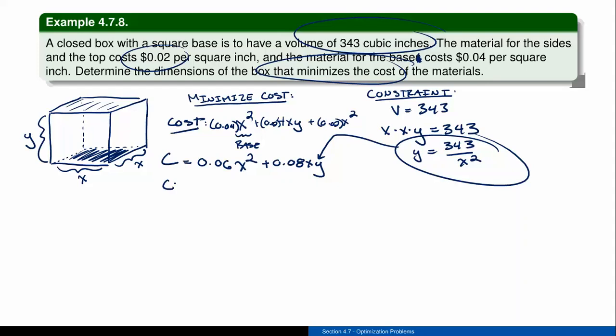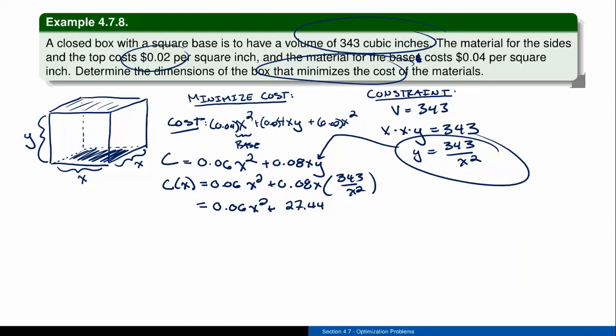So what's going to happen is I'm going to have my cost, which I'm now going to make known as a function of x. There's a 0.06x squared plus a 0.08x, and then I'm going to pick up a 343 over an x squared. If I clean this up a little bit more, I'm going to have a 0.06x squared. If I multiply that 343 with that 0.08, I'm going to get something like 27.44. And on this bottom part, I have one x up on top, and an x squared down on the bottom.